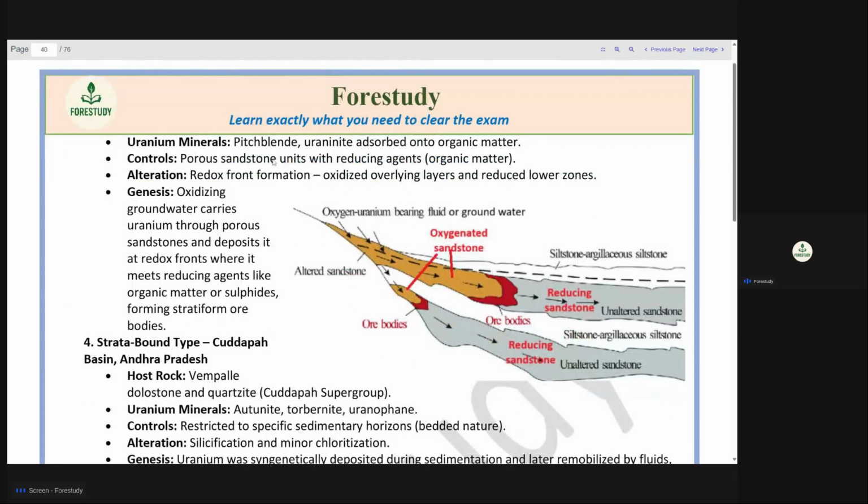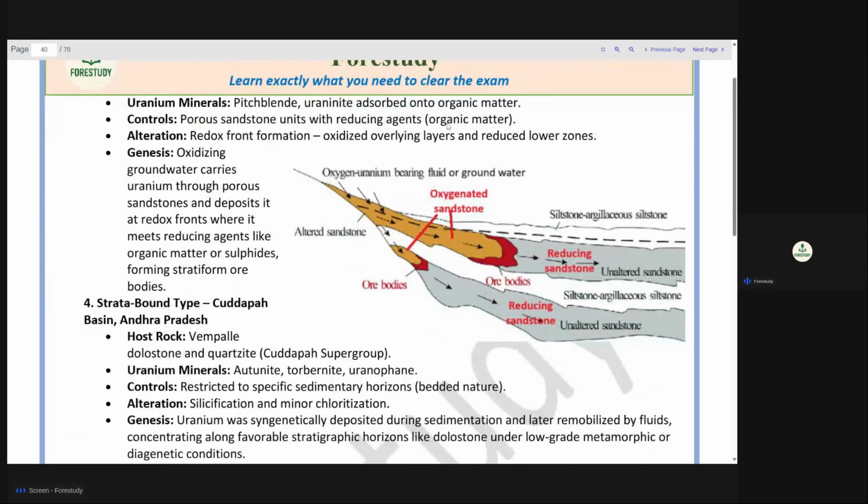So uranium minerals, pitchblende and uraninite, are absorbed onto organic matter. Okay, so organic matter bearing pitchblende and uraninite. So porous sandstone units with reducing agents, organic matter. Redox from organic matter always gets deposited in a reducing environment. Okay, for oil generation, so redox front formation has oxidized overlying layers and reducing lower zones.